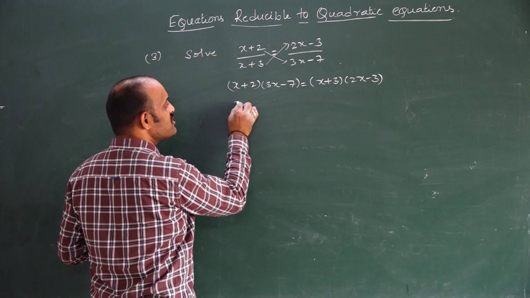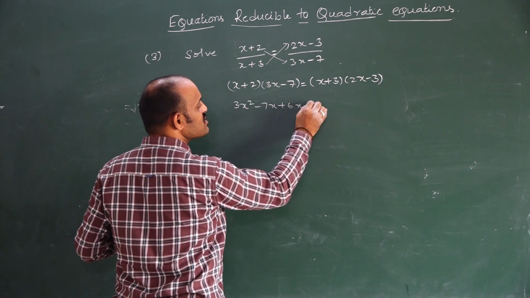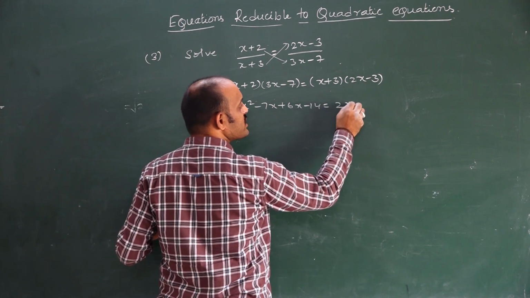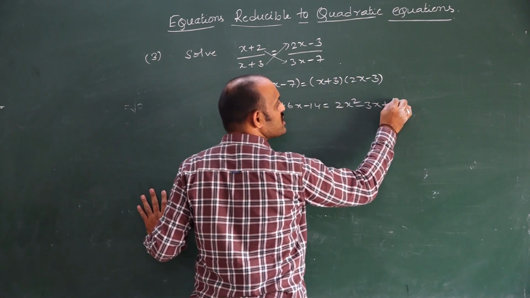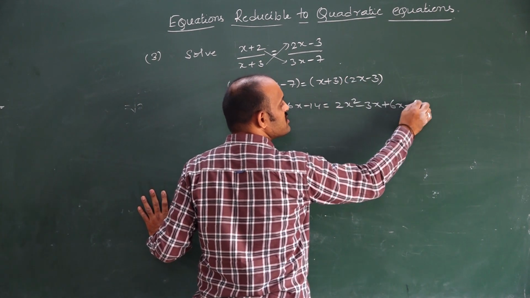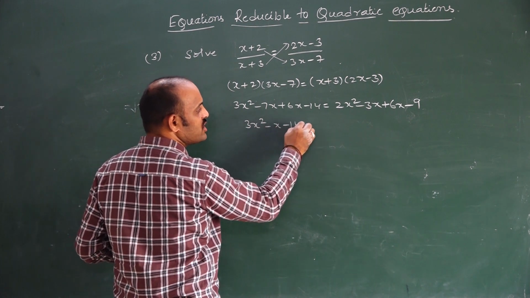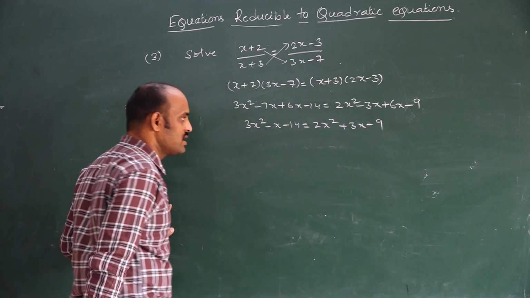This gives you 3x square minus 7x plus 6x minus 14 is equals to right hand side, x into 2x, 2x square, x into minus 3, minus 3x, plus 3 into 2x, plus 6x, plus 3 into minus 3, minus 9. Therefore, 3x square minus x minus 14 is equals to 2x square plus 3x minus 9.